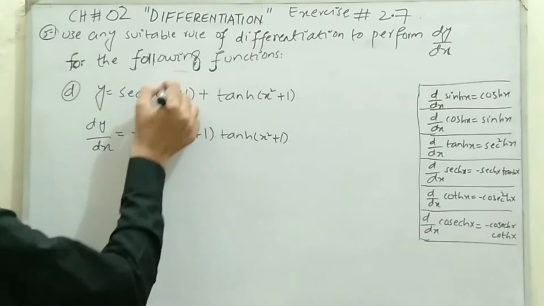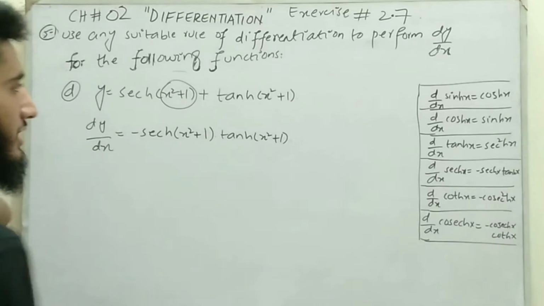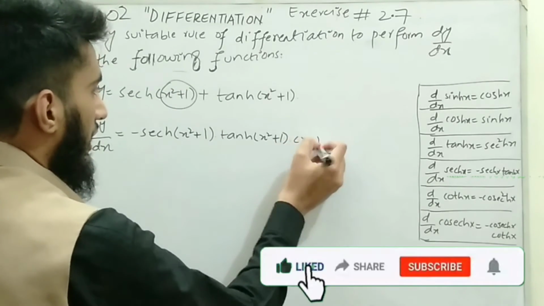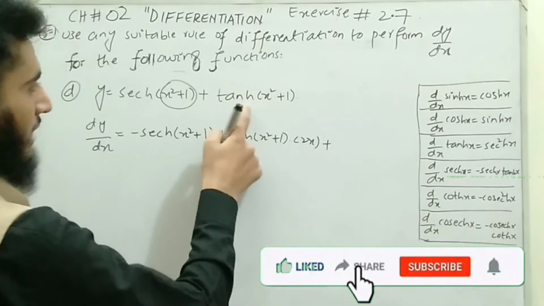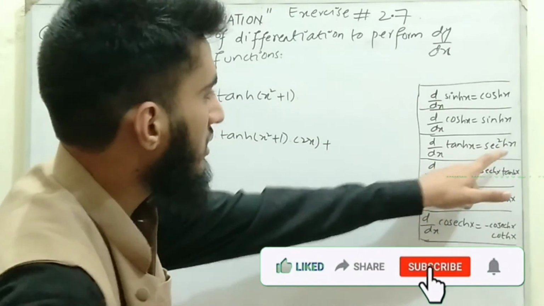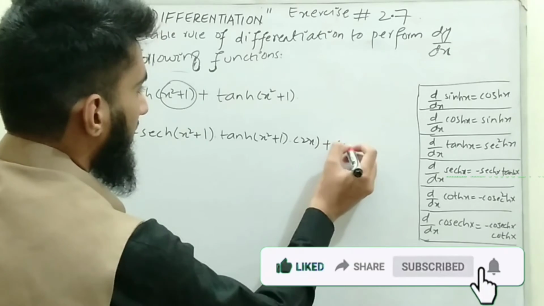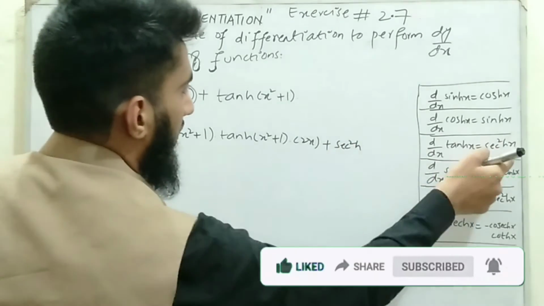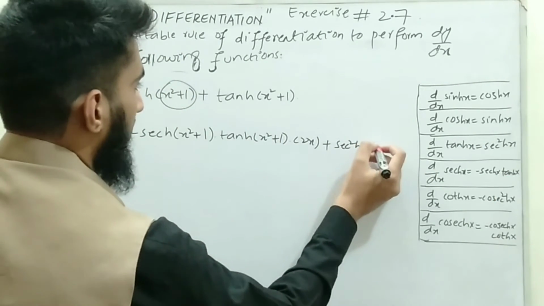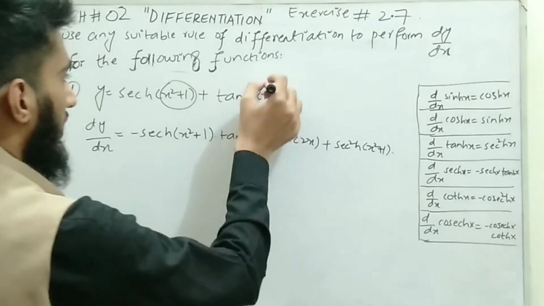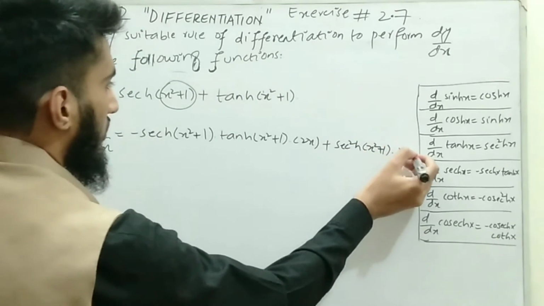And also take the derivative of this inner function. The derivative of this inner function will be 2x. And after this, plus the derivative of tanh. The derivative of tanh is sech squared x. So it becomes sech squared of x^2 + 1, and the derivative of the inner function will be 2x.